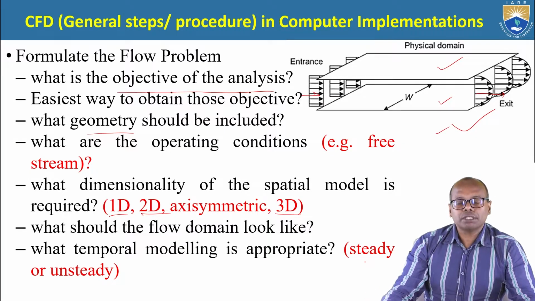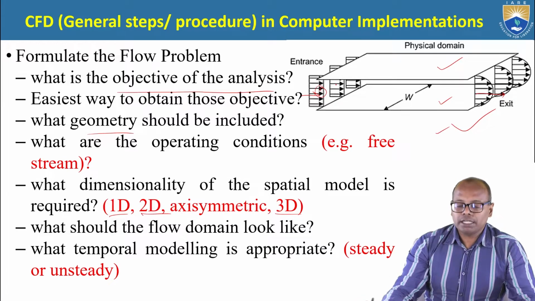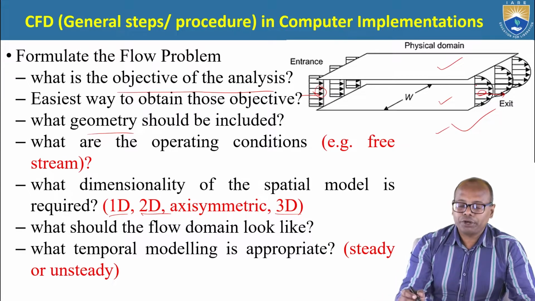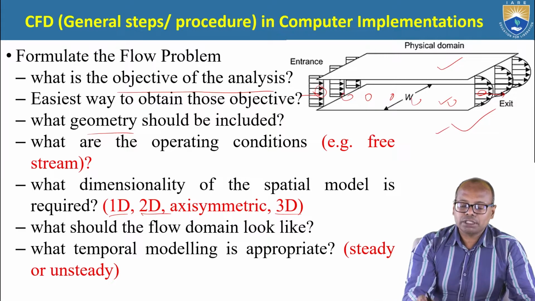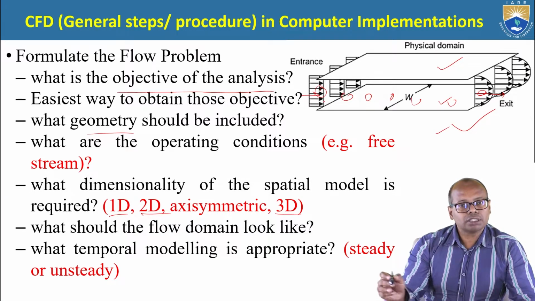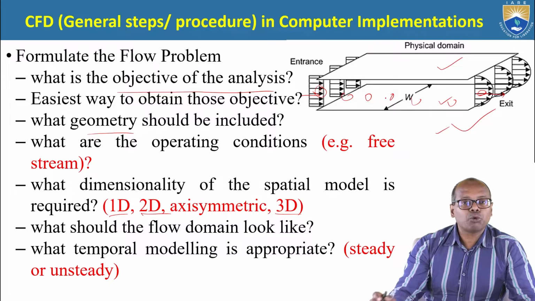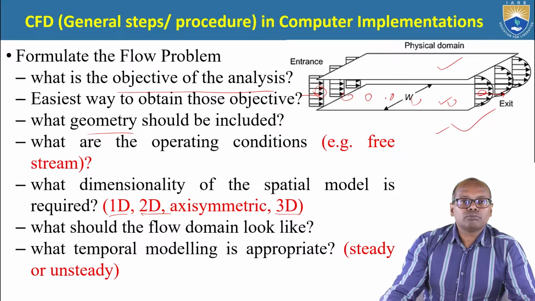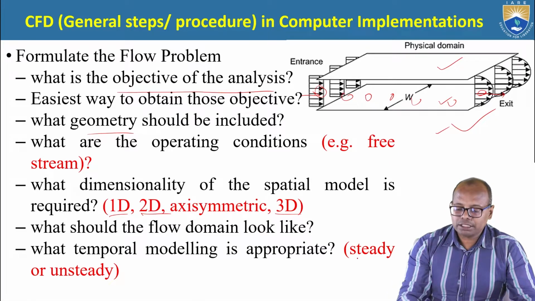A steady state problem means the parameters of the flow at this point or any point in the flow are not changing with time. Say the velocity with which the fluid is entering and the velocity with which it is leaving, and the velocities of the fluid at different points in the domain, are constant and not varying with time. Then it is called a steady state problem.